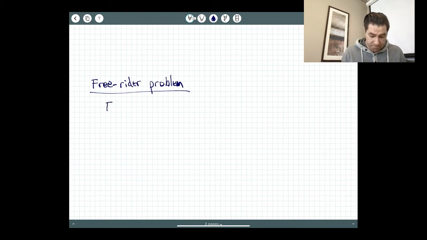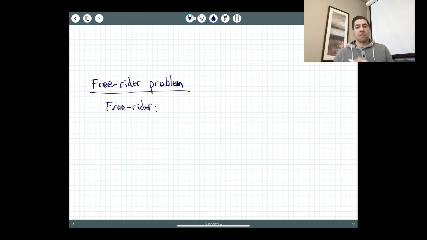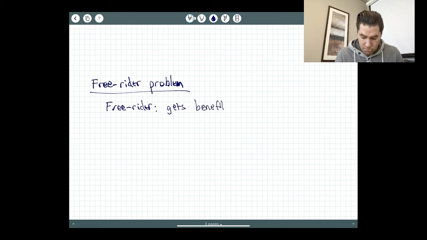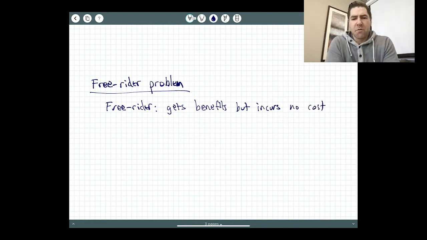A free rider is someone who gets the benefits but incurs no cost. So what in the world does this have to do with my roommates and cleaning the house? Well, let's say you decided to start cleaning the house and you did the dishes. Your other roommates were free riders. They got the benefits of you doing the dishes, but they didn't have to incur the cost.